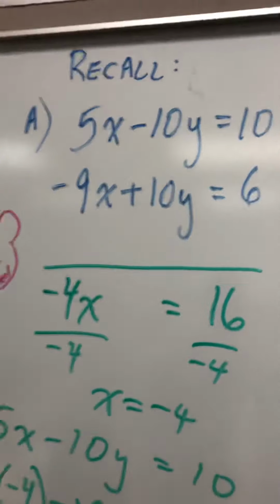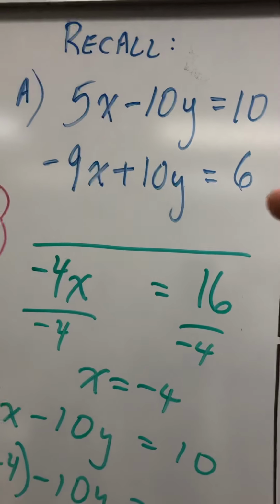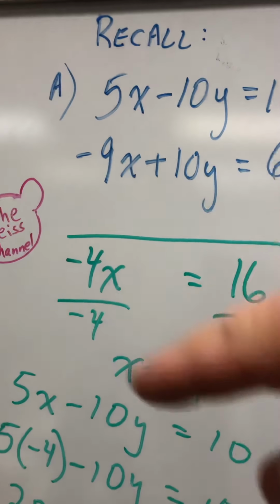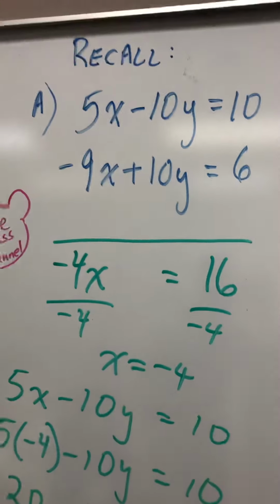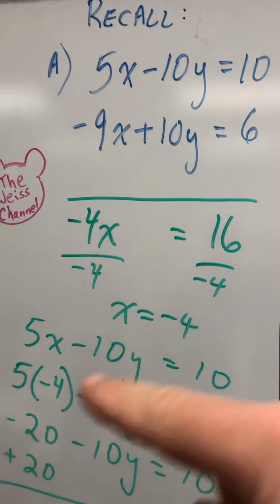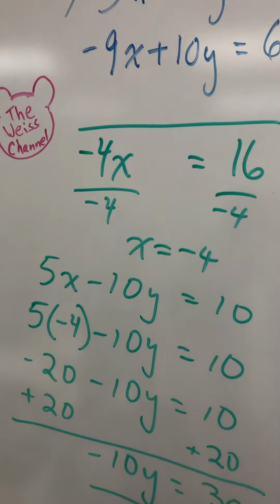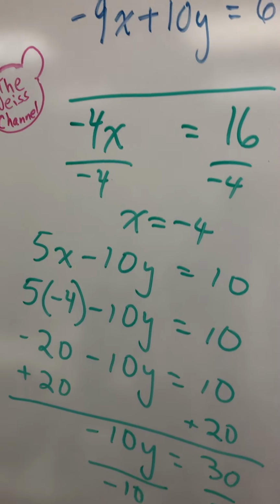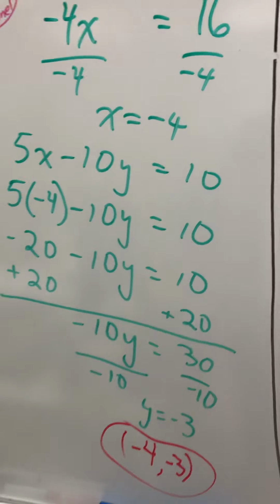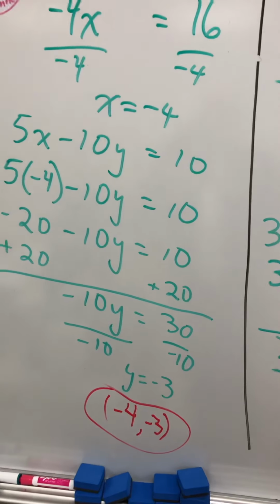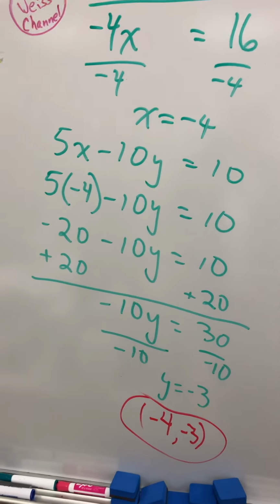Now, pick either equation here. I'm going to use the top one, 5x minus 10y equals 10, and I'm going to put negative 4 back in for x. I get negative 20 minus 10y equals 10, add 20 to both sides. You get y equals negative 3, so the answer is negative 4, negative 3.